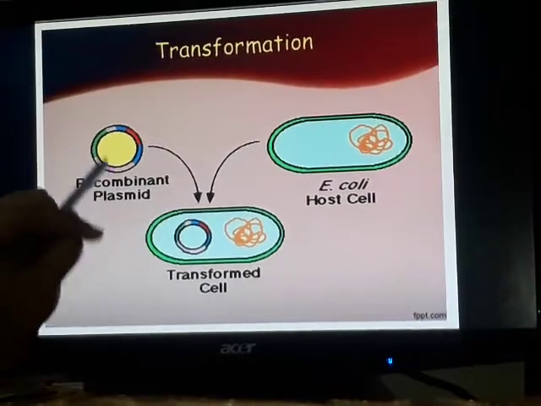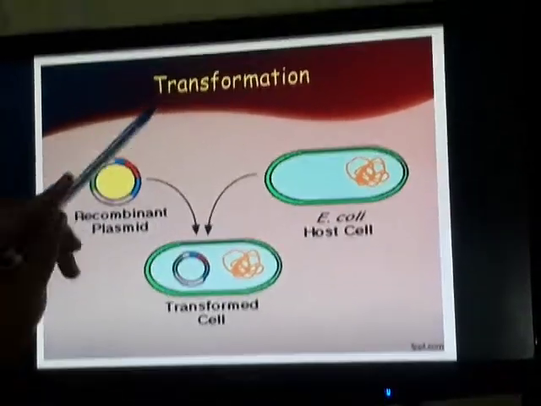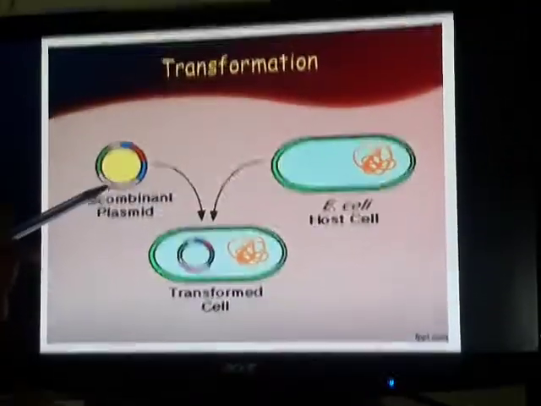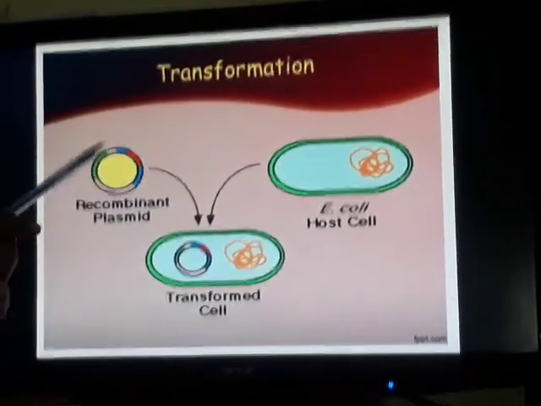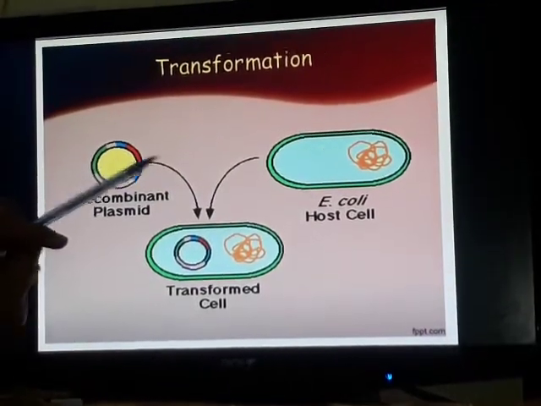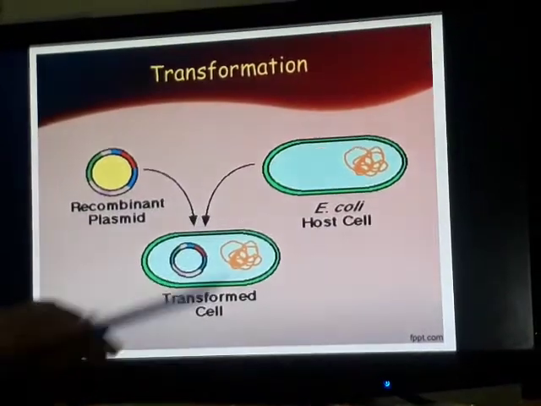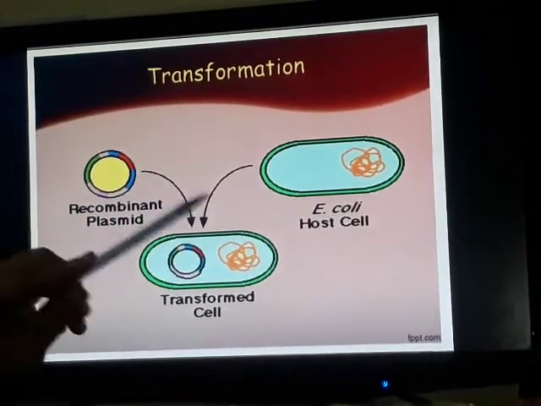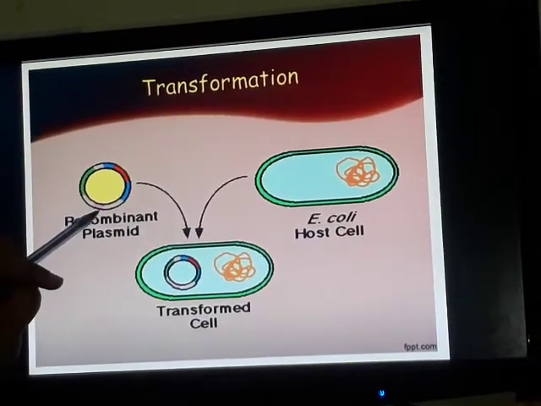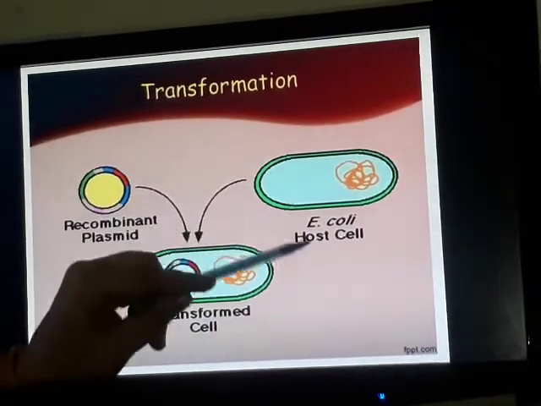This is the transformed cell. So as I told you, transformation is the uptake of naked DNA. Here the naked DNA is a plasmid which is harboring your foreign DNA, and this is your competent cell. With the help of calcium chloride and so on, this plasmid can be introduced into this host cell.